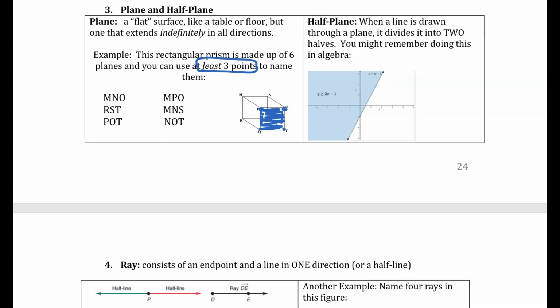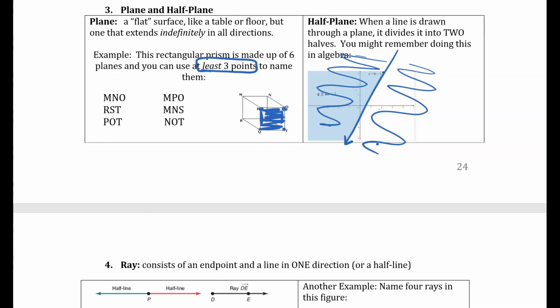And a half plane is just what you would think of. It's half of a plane. And this comes into play more in geometry when we're graphing, when we're using a coordinate grid. So if you have a line drawn on a coordinate grid, that separates a plane into 2 halves. So you've got one half on one side and the other half on the other.